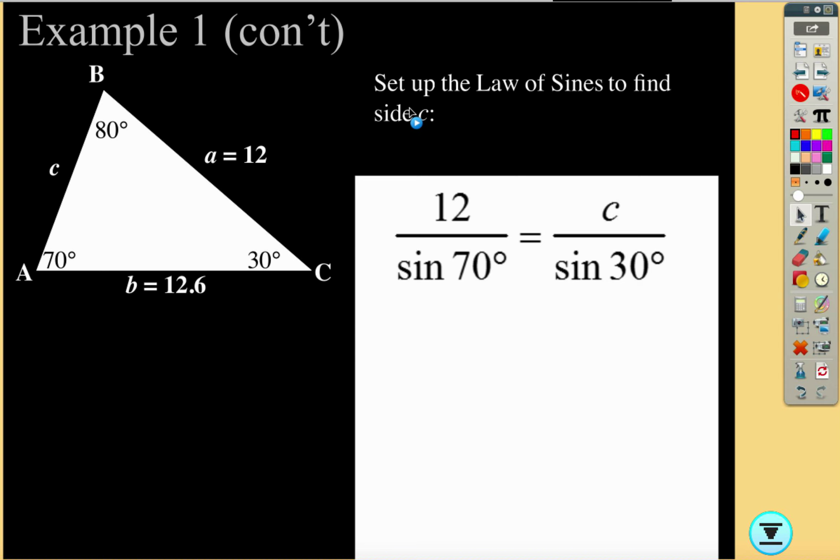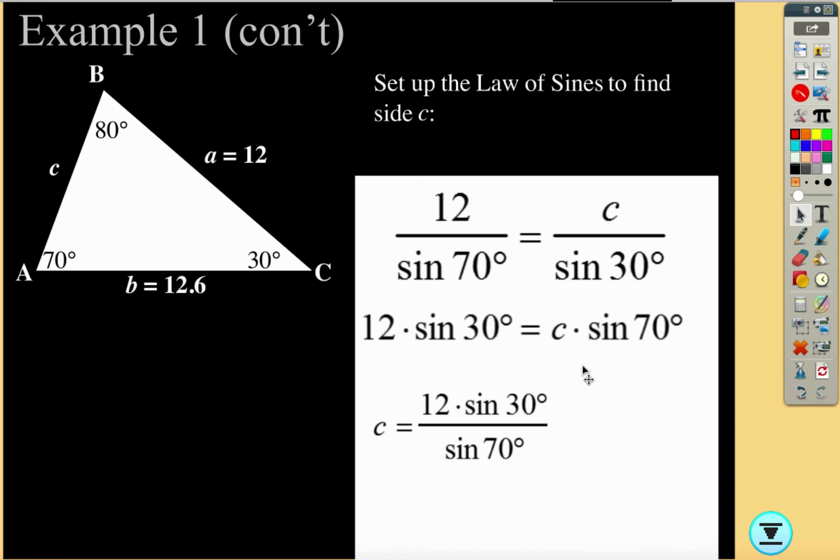And we can just set up the law of sines to find that little c. Again, use your anchor. We were given that little a was 12 and that angle A was 70 degrees. So it makes sense to continue to use that part of the law of sines. Little a divided by the sine of A is equal to little c divided by the sine of big C. And we can cross multiply to solve. Sine of 30 degrees times 12 equals sine of 70 degrees times c. And we can divide both sides by the sine of 70 degrees. That will give us little c alone. You can pop that into your calculator and you're going to get 6.4 centimeters.